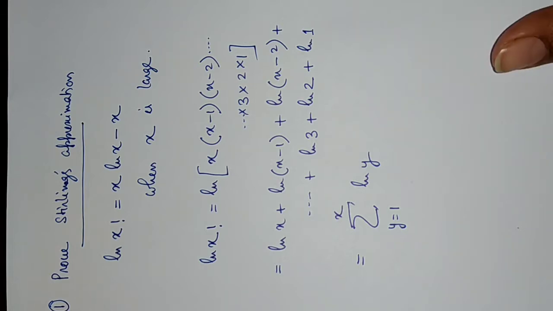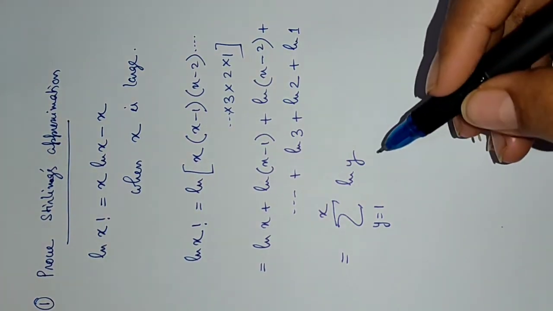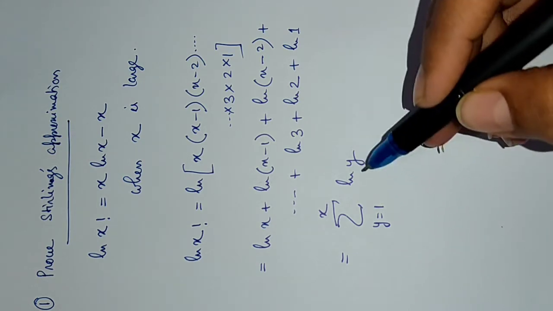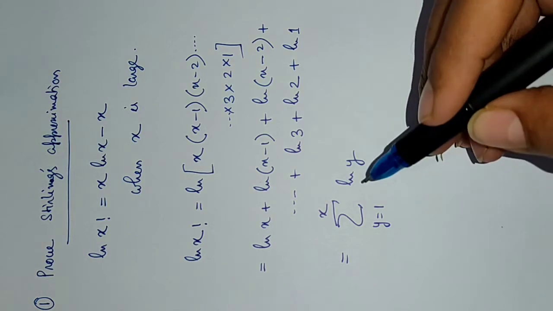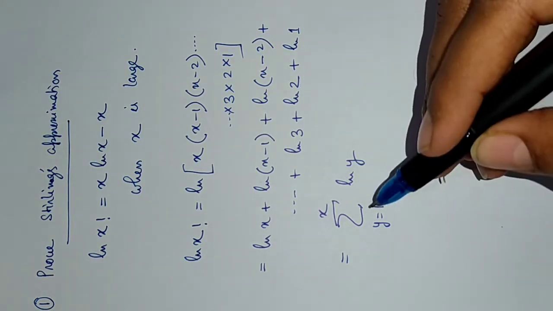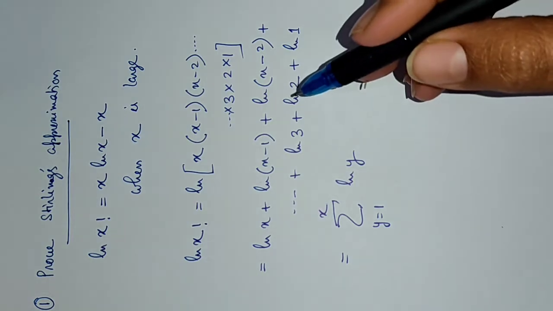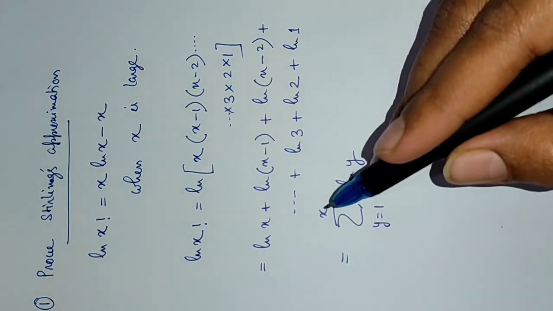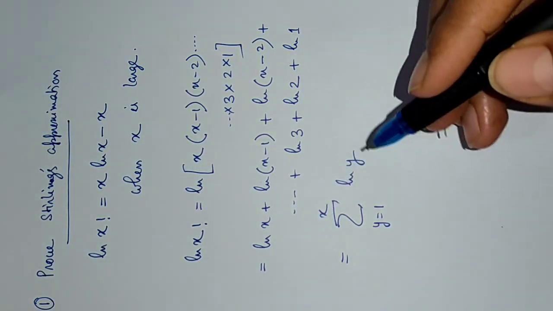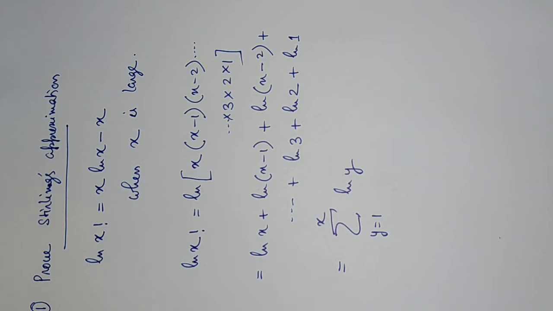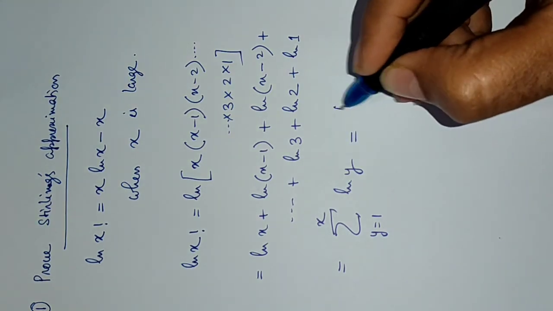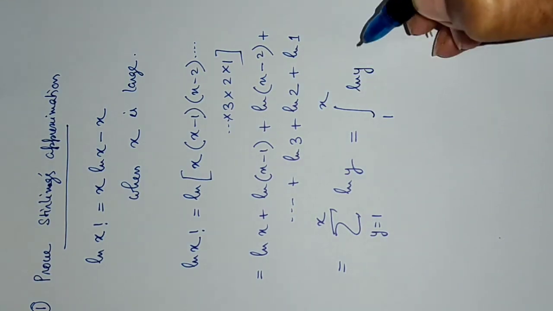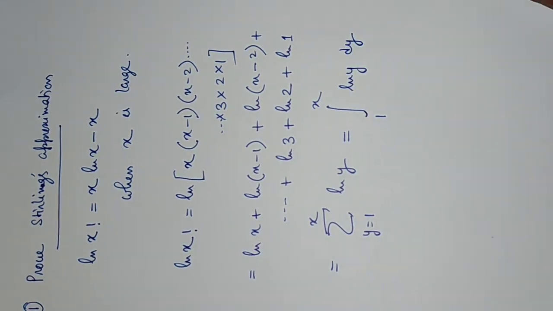Now, since y is continuous here, we have for y equal to 1 the first term, for y equal to 2 the second term, for y equal to 3 the third term, and in this manner the last term that will appear is y equal to x, so we have ln x. So it is continuous. We can convert this summation to integration in the limit 1 to x, and it will be the integral of ln y dy.